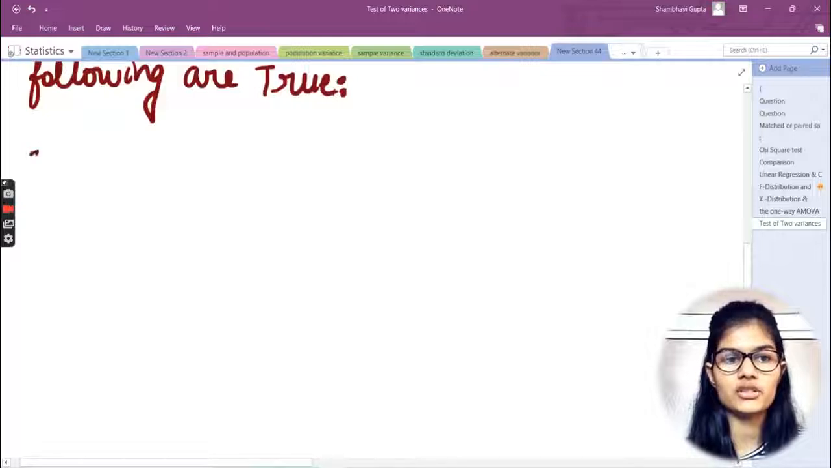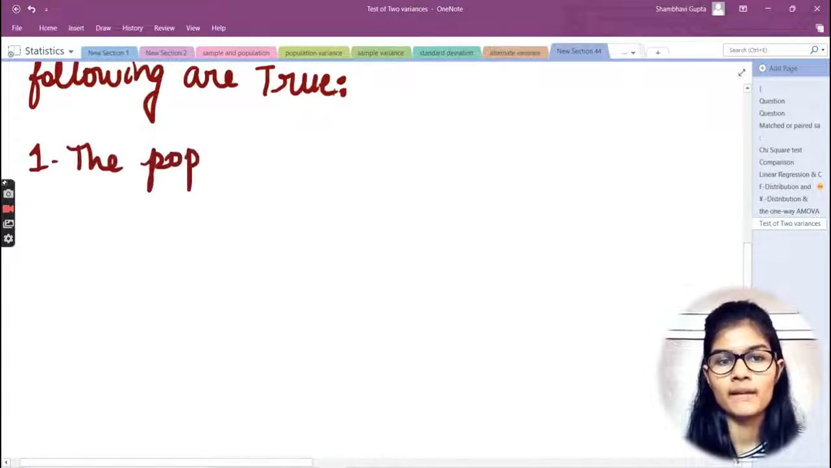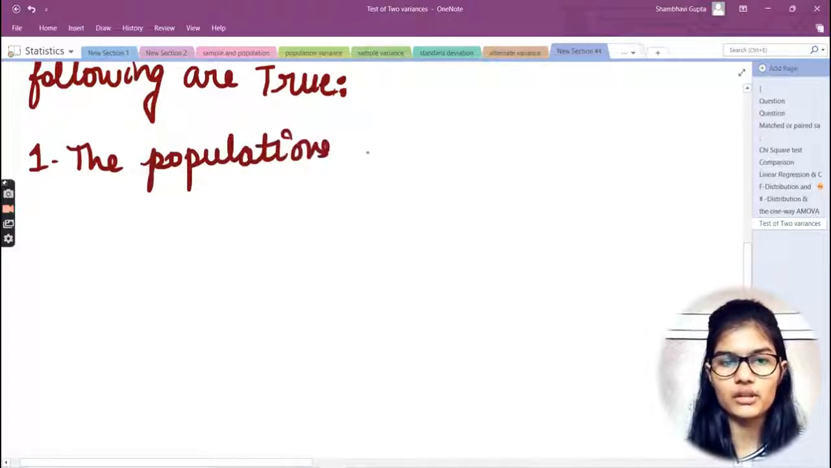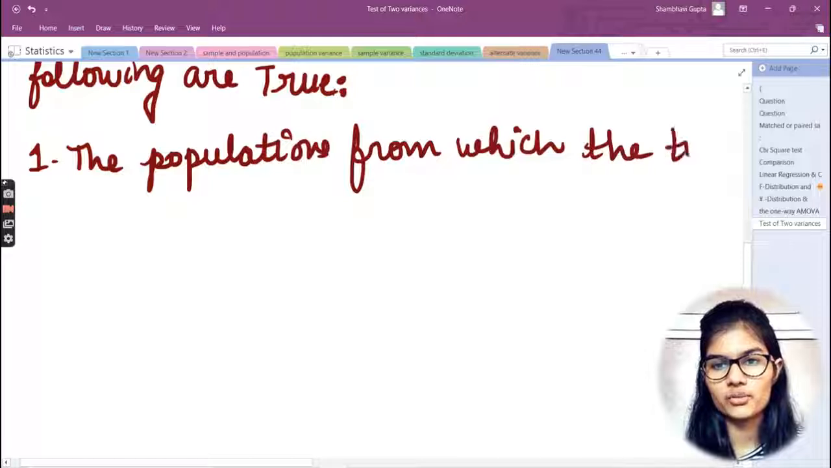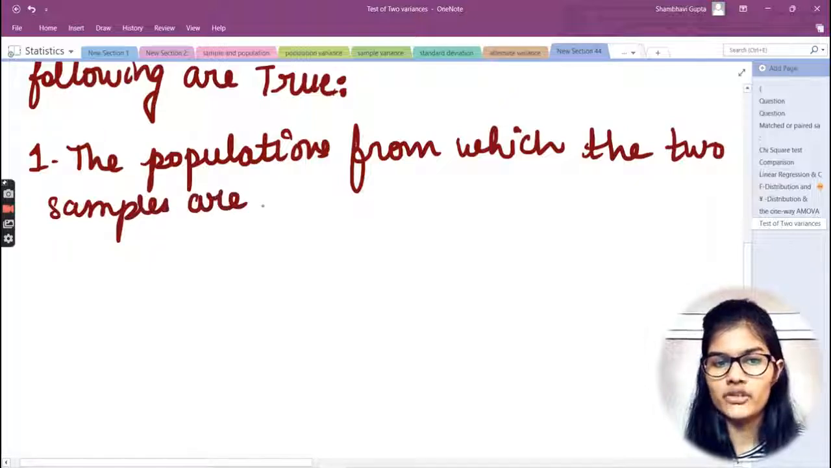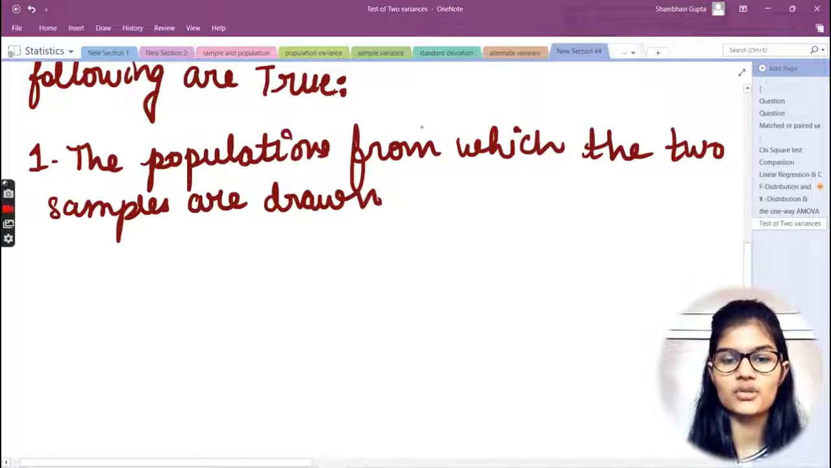So the very first condition is that the populations from which the two samples are drawn are normally distributed.